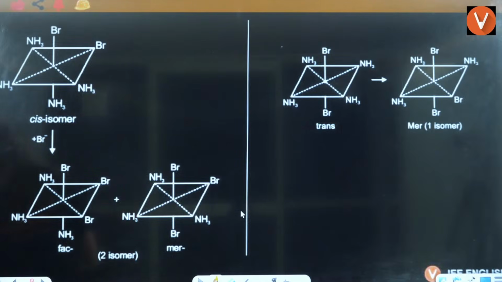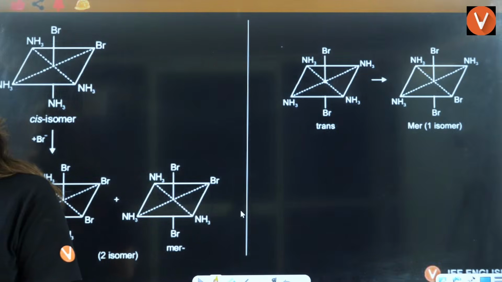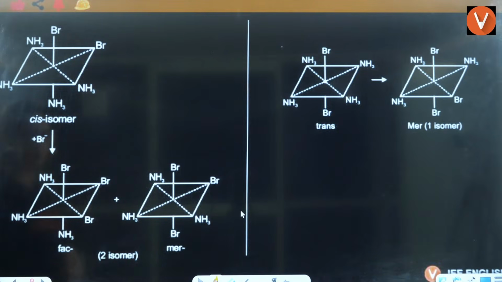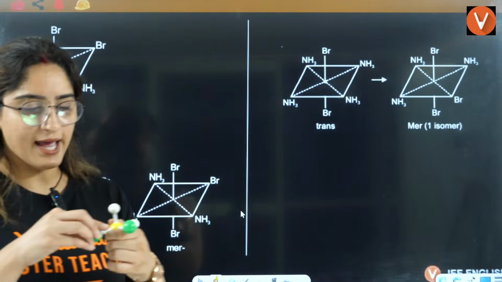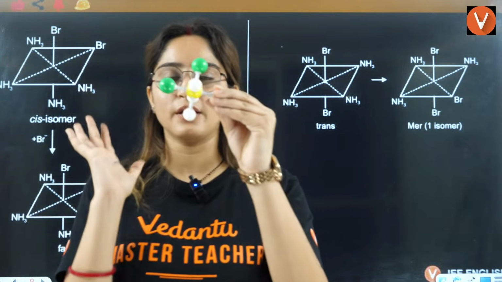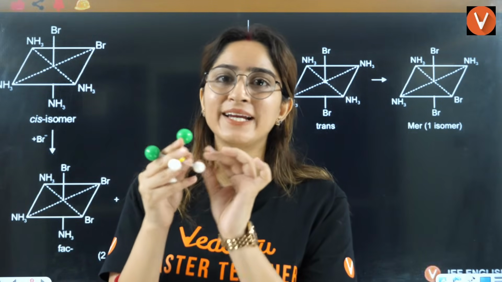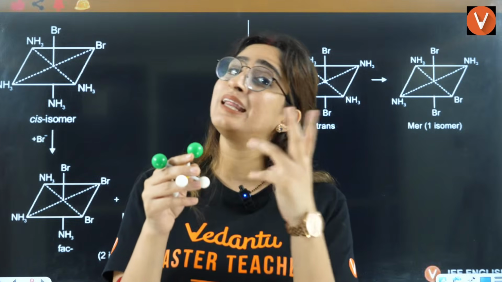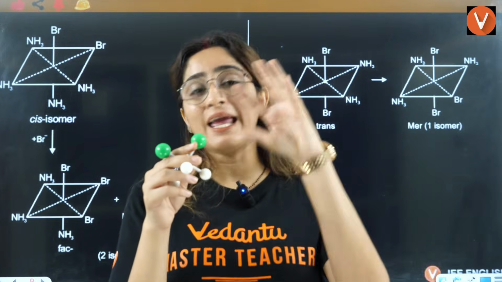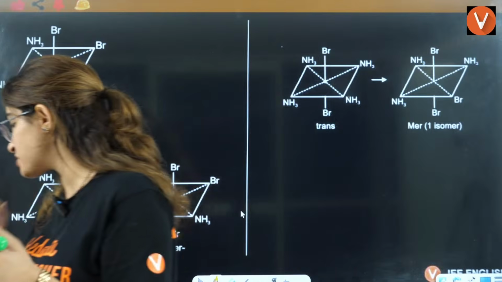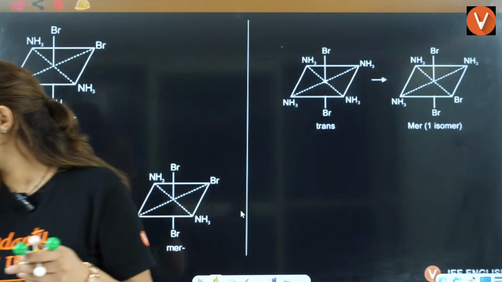So I can have this kind of situation, right? I am replacing one of the NH3 with Br. So I have this situation now. Now I need to replace one white atom with a green atom. That means one NH3 with Br. Two possibilities are there. Let's see how.